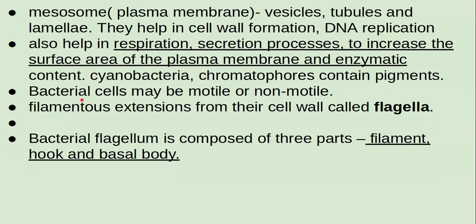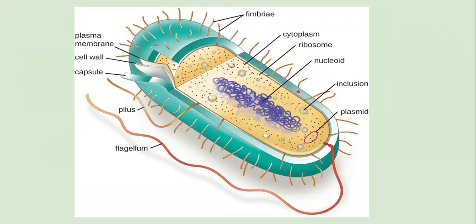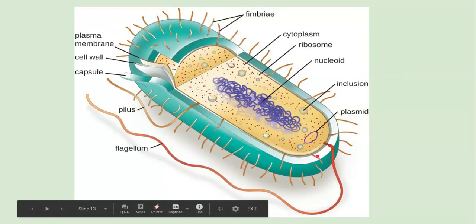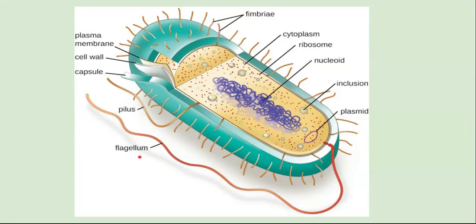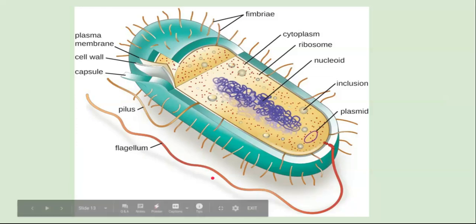Next point, bacterial cells could either be motile or non-motile. So if you look at this diagram, this is a motile bacterium. And how do we know it? Because it has this long elongated whip-like structure called flagellum, and this is the locomotory organ which helps the bacteria to move from one place to another.